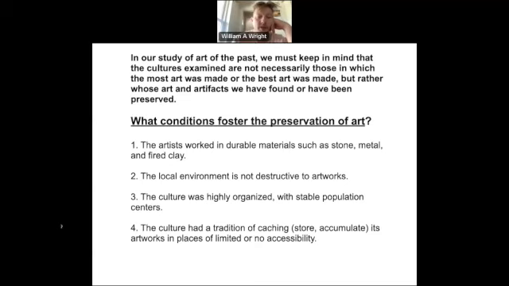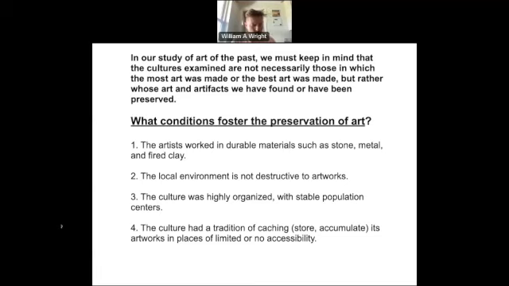Okay, enough of that. Number three, the culture was highly organized with stable population centers. So this basically gets into nomadic societies typically don't have as much artwork, right? You can think about it. If you are a person who has moved a lot in your life, you probably have fewer things than someone who has lived in the same place their whole life, right?